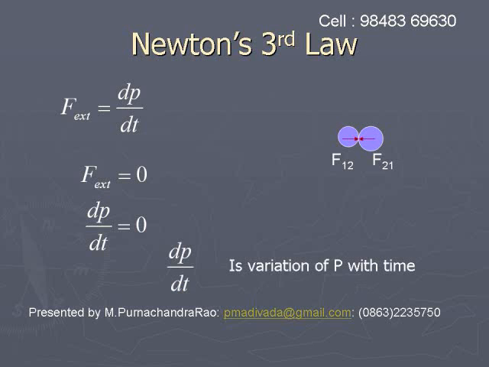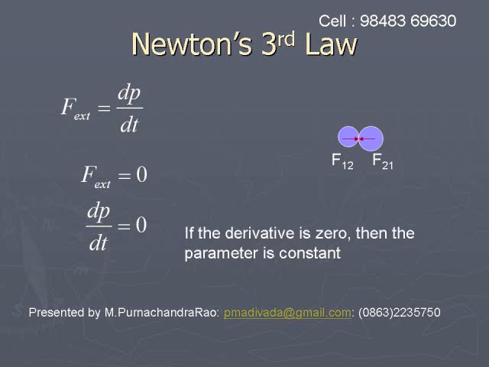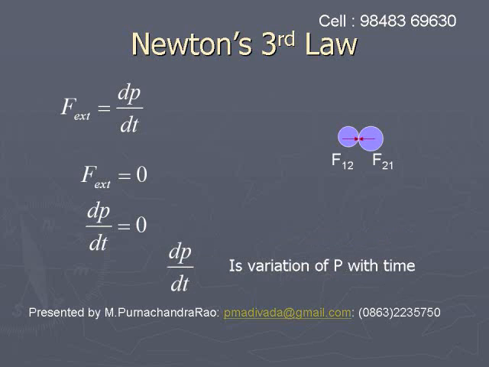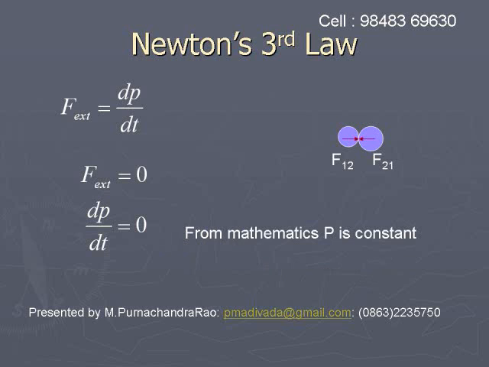If no external force acts on a body, then the rate of change of momentum is 0. In mathematics, if the derivative of a parameter is 0, then that is a constant. So here dp by dt is the derivative of p with respect to time. So p is a constant.